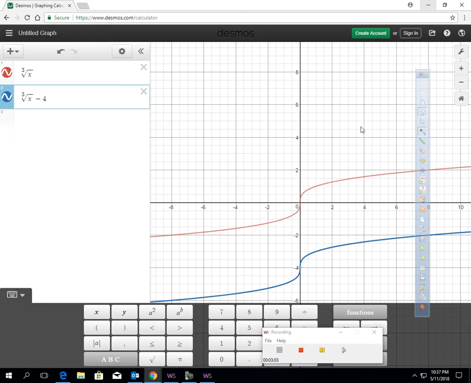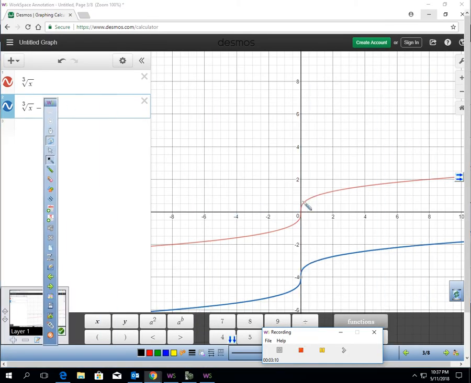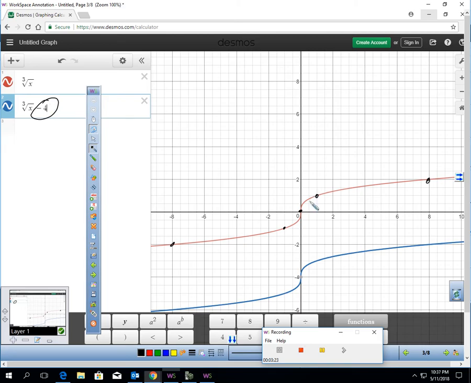Here's the parent function, and I'm just going to draw on this. So you can see the parent function, it crosses through 0, 0. Here's 1, 1, and we said 8, 2, and -1, -1, and -8, -2. And -4 means I'm going to take this and move it down 4. So if you look at each point, this point is down 4. That point, 1, 2, 3, is down 4. This point down 1, 2, 3, 4. You notice this graph has just really been pushed down 4 units.